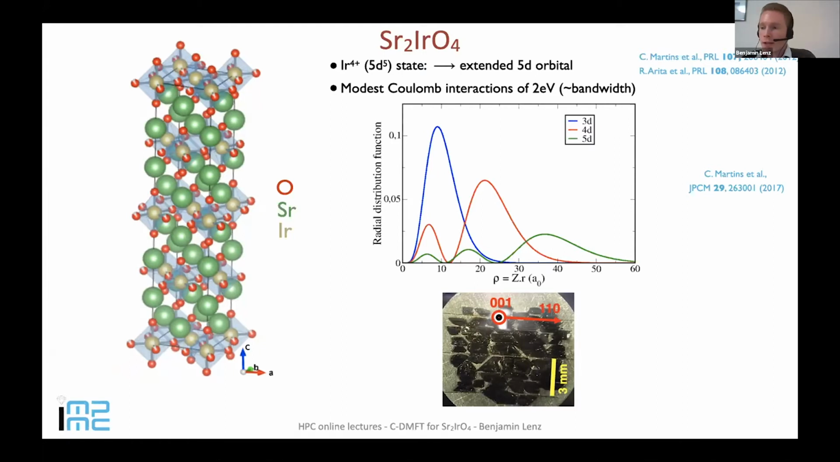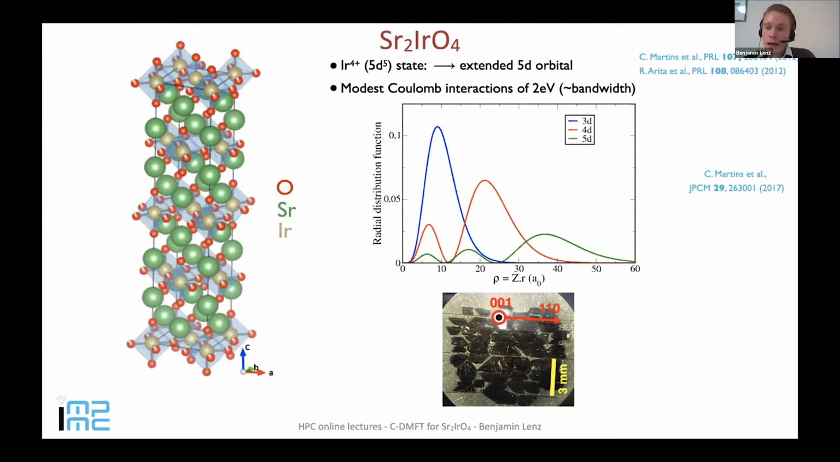So why is this interesting for a theoretician? Well, if you look at the iridium atoms, you realize that they are in the iridium 4+ state, which means that you have a 5d5 configuration. So you have 5d electrons that are concerned. And what I plot here in the center is the radial distribution function for 3d, 4d, and 5d orbitals. So 3d orbitals you might be used to from cuprates, for instance, for copper oxides. And you can directly see that for 5d electrons of iridium, we have a way more extended orbital. So we have possibly very non-local physics that play a key role here.